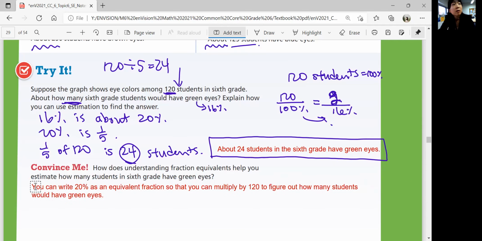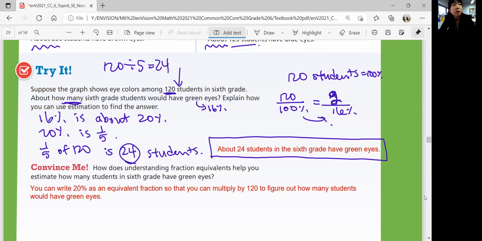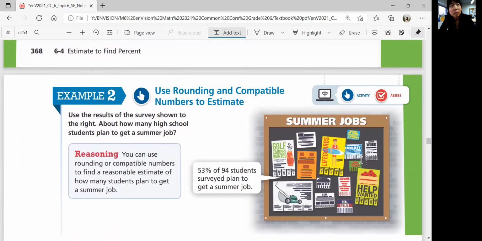Okay, so that's why fraction is important. Converting percentage to fraction is helpful when you're trying to figure out the exact number. All right, next page, example 2.